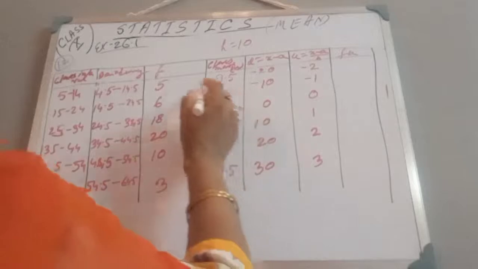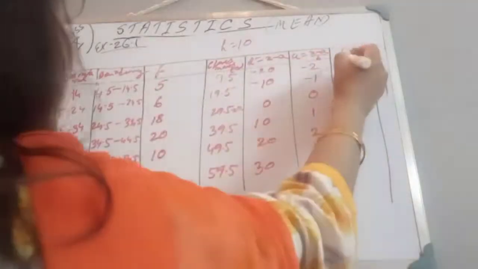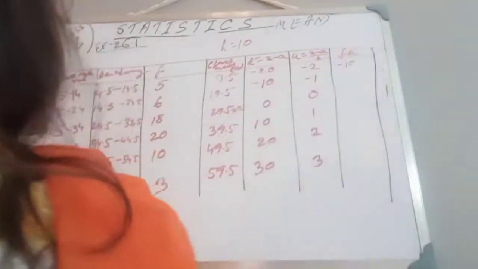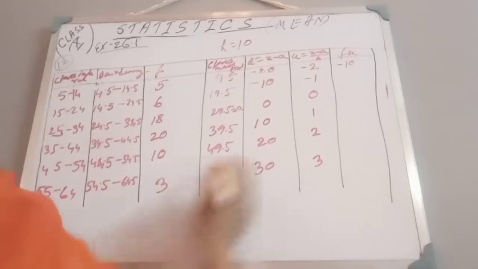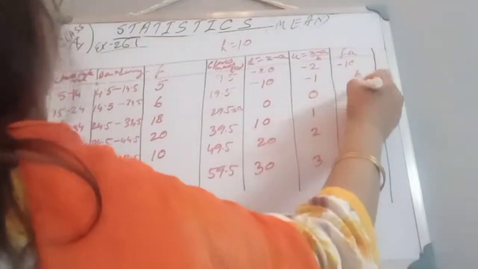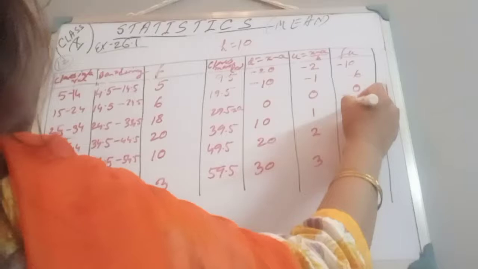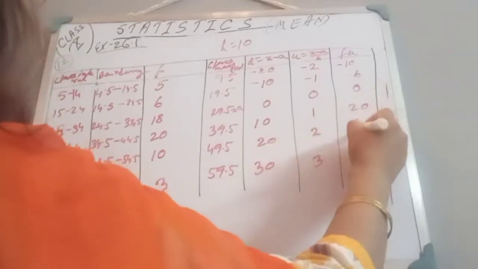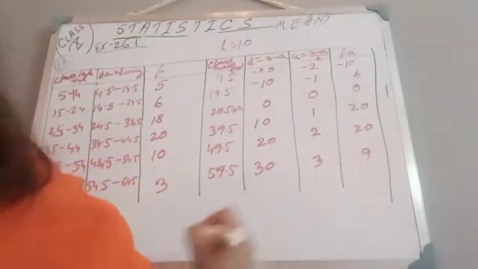Now FU, where is F? F is here. F into 2, minus 10, minus 2. So it is coming, next is minus 6, next is 0, next is 20, as it is 20, 10 into 2 again 20, 3 3s are 9.